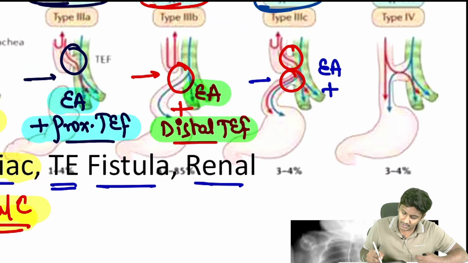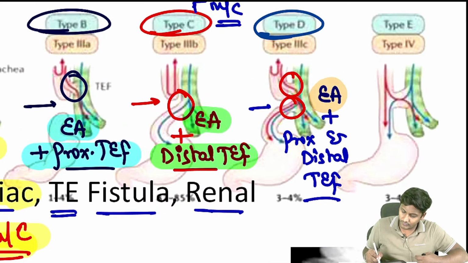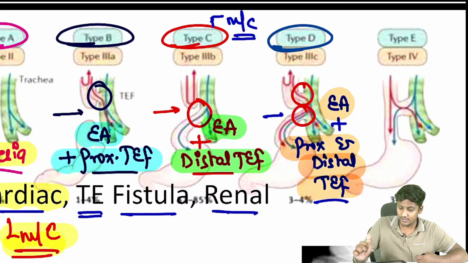So in type D, there is a proximal as well as a distal tracheoesophageal fistula. No issues with this, anybody? That has to be remembered. In type C, definitely there is esophageal atresia plus a proximal and distal tracheoesophageal fistula.